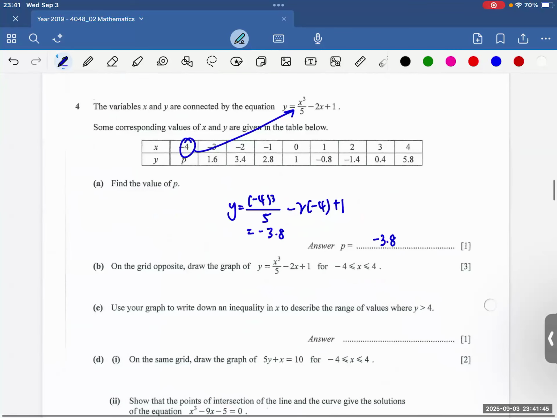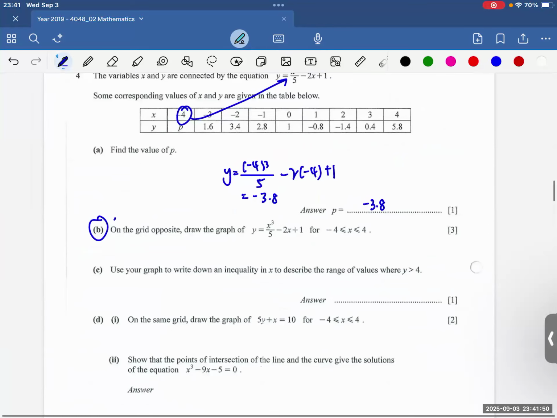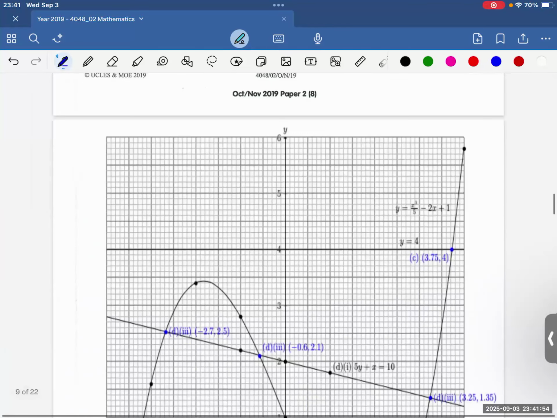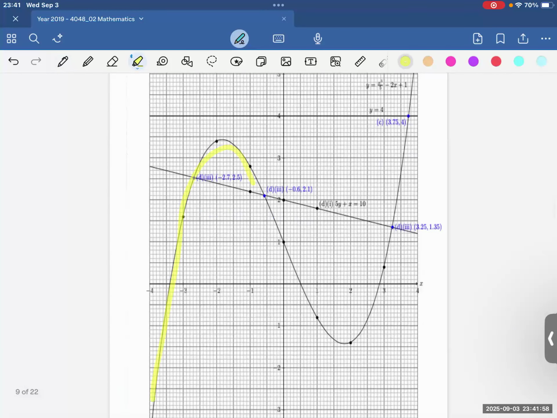Okay, so for this question, they want us to draw the graph. I have inserted the answer key because it would be very inaccurate for me to draw on my iPad. So your graph should look something like that over here. Okay, so this is how your graph should look like.